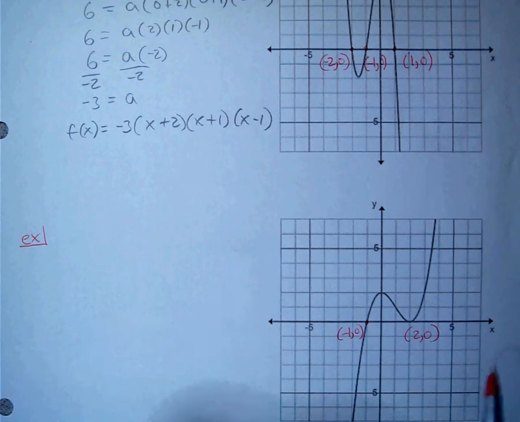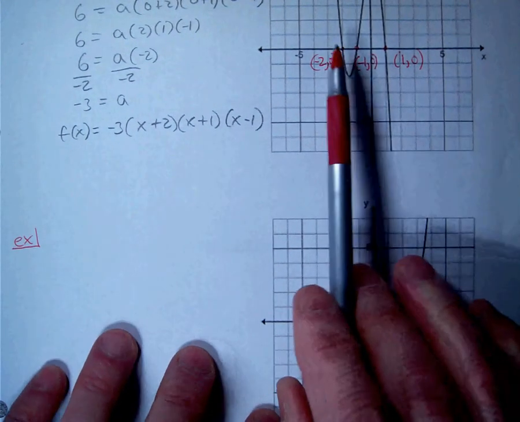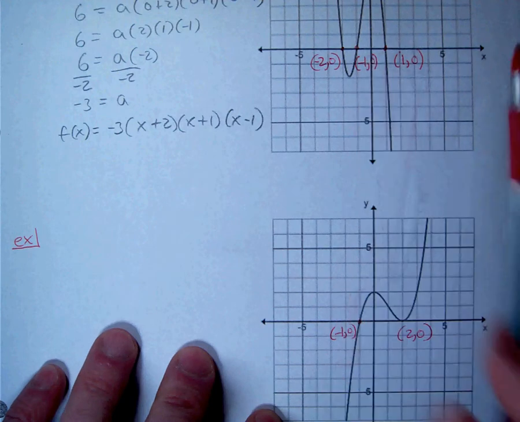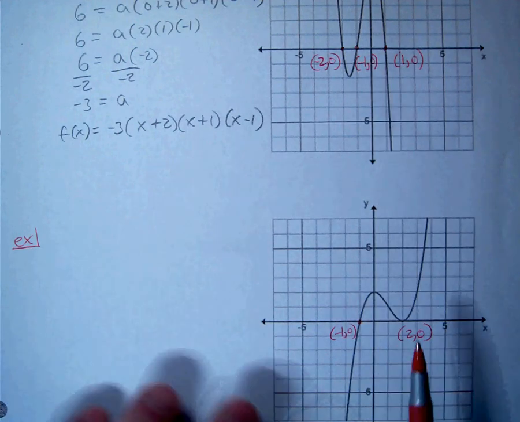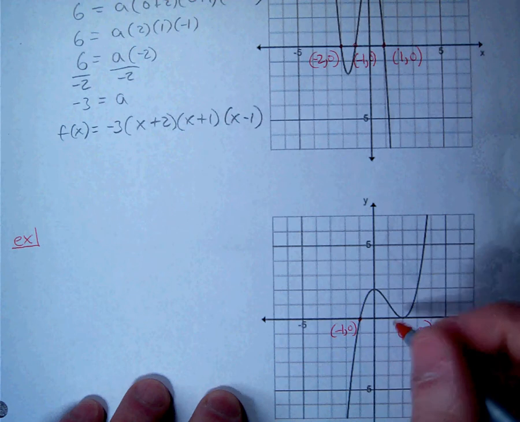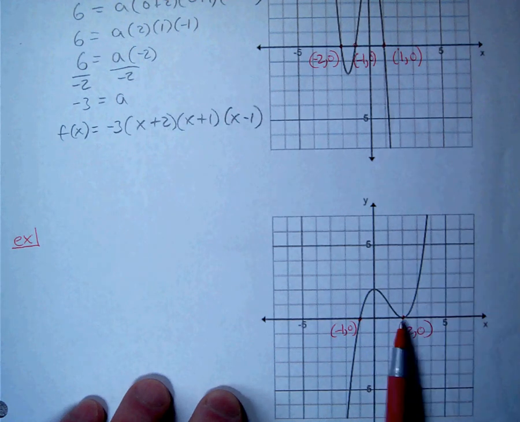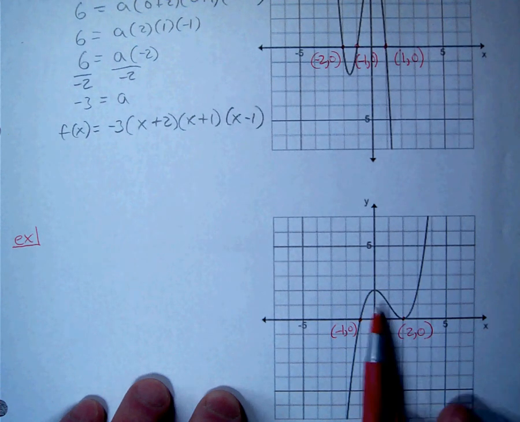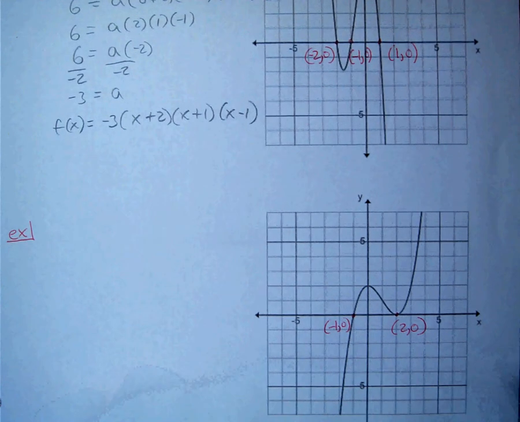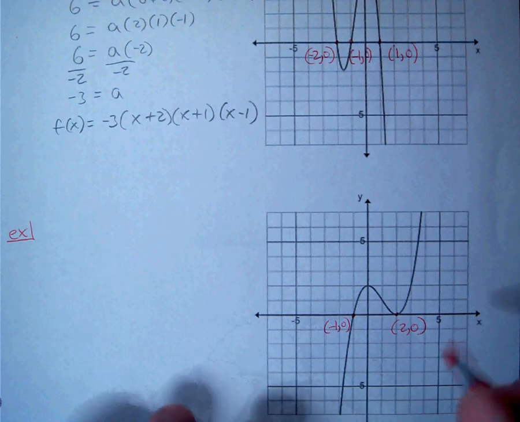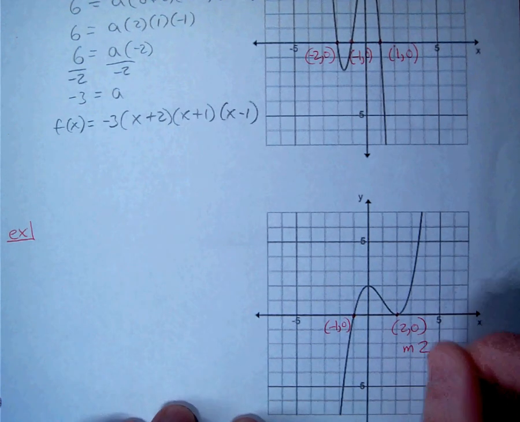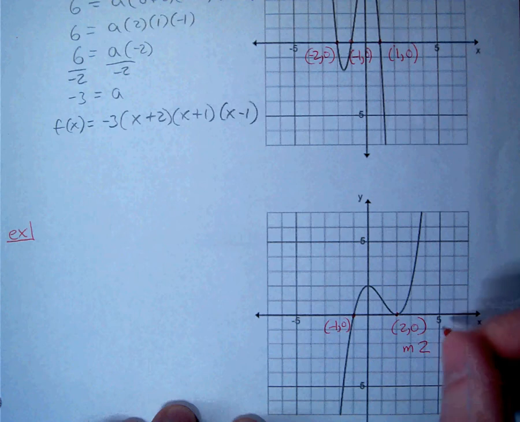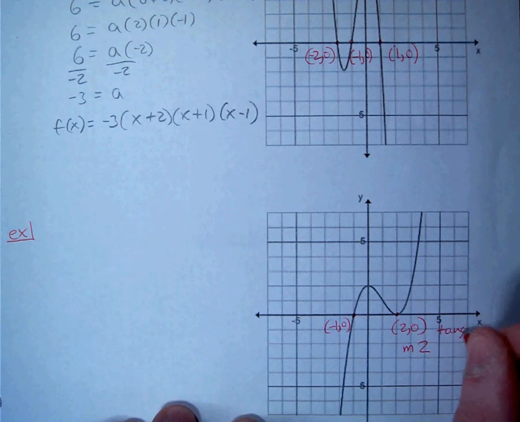Now notice in our example above we had 3 zeros, and that's common. This one we only have 2 zeros, but what's special about this 0 at (2, 0)? Well, the graph's tangent at that 0. And tangent means it has to show up an even number of times. Because we're dealing with cubics, we're going to say that it has a multiplicity of 2. And again, we know that because it was tangent.